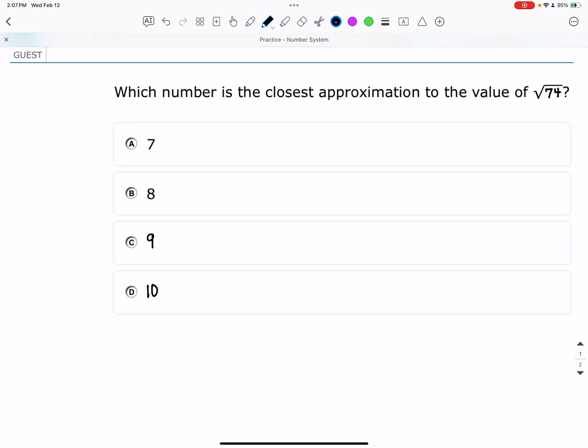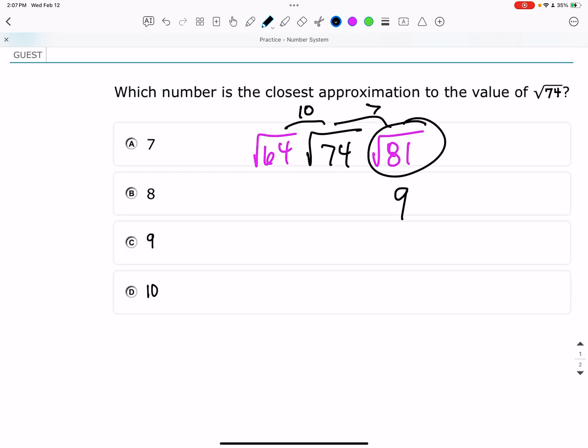All right, what is the closest approximation to square root of 74? Square root of 74, I don't know, but I do know 64 and 81. Those are my pink numbers I know. This one is 10 away from that. It's 7 away from that, so that's the closest one, which the answer is 9.